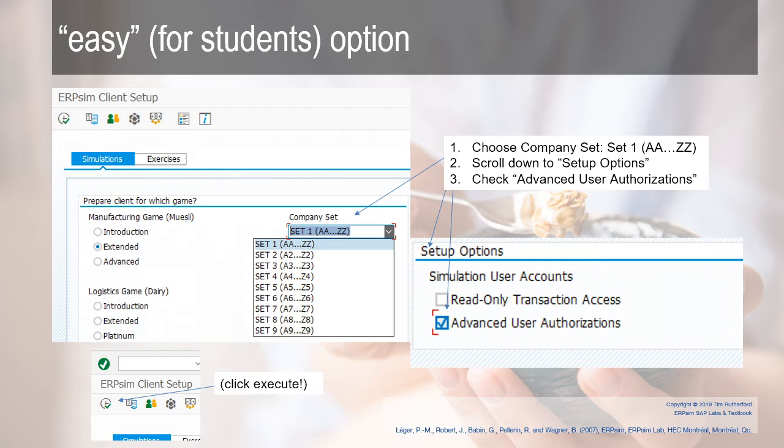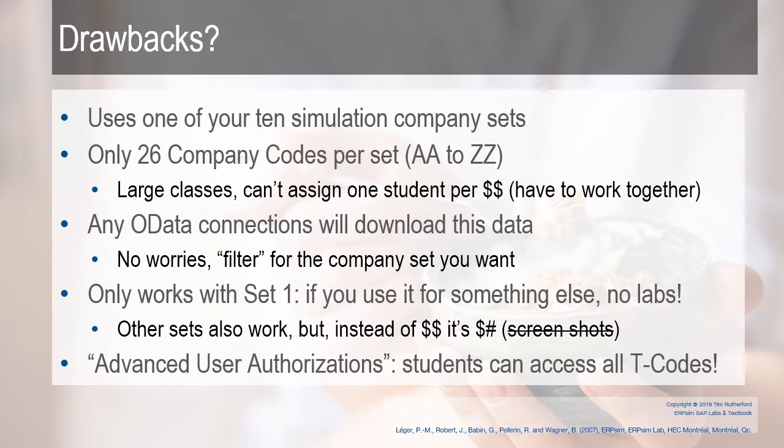So this is the way it has been. Now realize that you only have this company set once. Once you use it for something else, the UCC really isn't doing refreshes anymore until you've used up all of your company sets. So if you've used this one already, you're going to have to make some modifications. And this uses one of your 10 simulation company sets. You only get 26 company codes, and this is how it has been since the beginning. You only get those 26 company codes from A to ZZ.